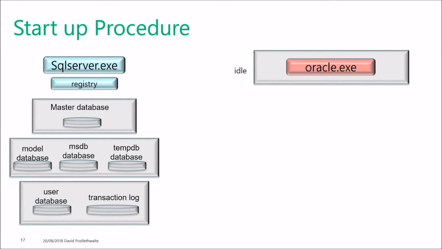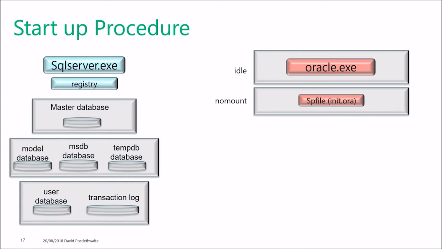Now, during the startup process, Oracle goes through 3 stages before it's ready for user connections. We have the nomount stage. During the nomount stage, Oracle first opens and reads that initialization file that we talked about, the pfile or the spfile. And this file holds information about how the database is configured.